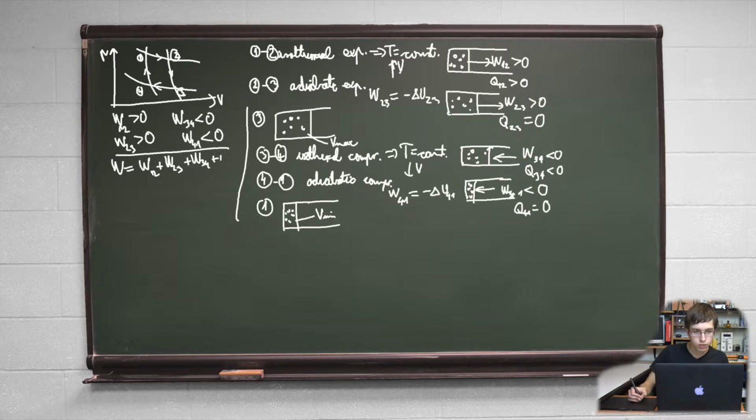We have a similar thing with heat, where Q12 is energy received by the gas, so it is positive. Q34 is energy released by the gas, so it's negative. And Q23 and Q41 are 0 because they're adiabatic processes, so there is no heat exchange. Finally, total heat is their sum, but we can write only Q12 and Q34, from the isothermal processes where some heat exchange does exist.